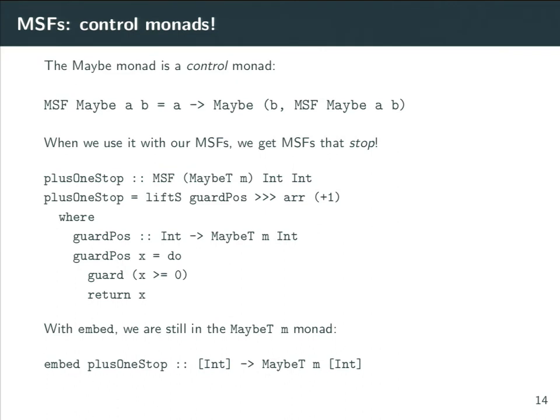And what we do is we have a guard, and this is a monadic action in the MaybeT monad. And this becomes nothing when the guard is not fulfilled. So when we recover from this, when we get out of this MaybeT transformer, and we get out a Maybe value, it will be nothing if this guard was not met at some point. So this will be an MSF that terminates.